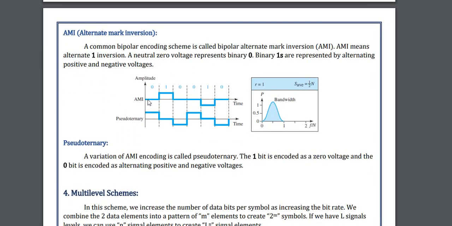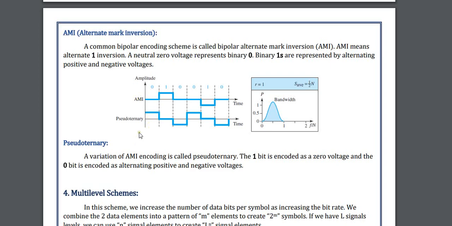The diagram of AMI starts from the beginning level and goes up when the voltage is 1, and when it is 0 it is continuing, but when the voltage is again 1 it can go to the negative position. This is the diagram of AMI.